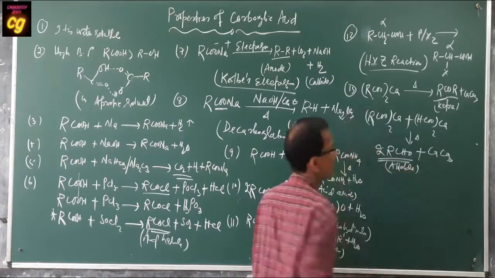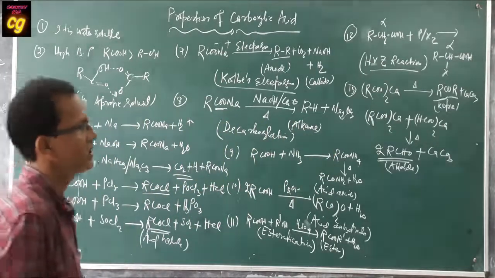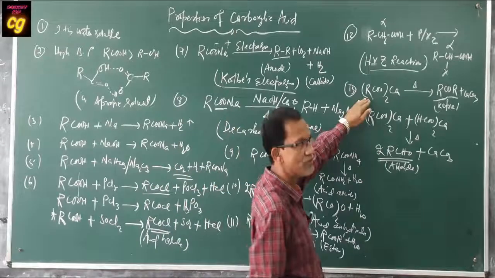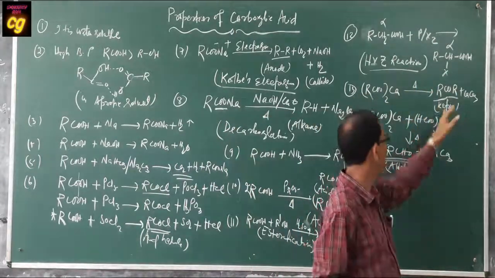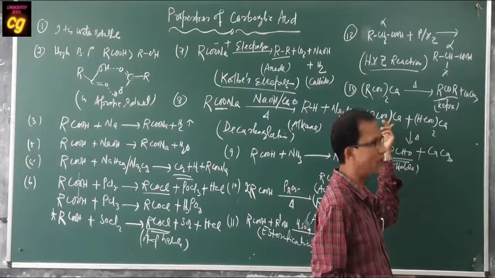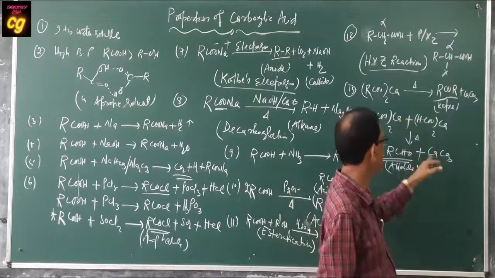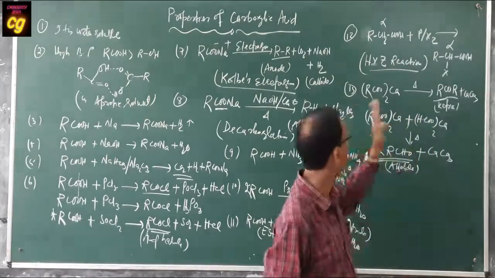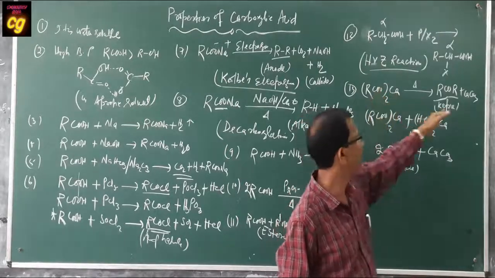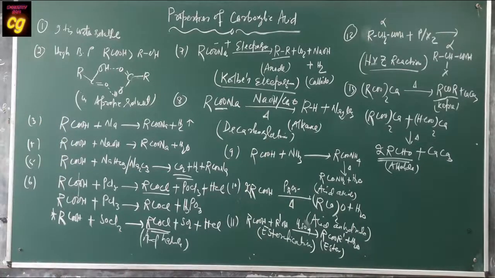So this reaction is very important to prepare aldehyde and ketone from acid. You have to take the calcium salt of acid, then when it undergoes dry distillation, it produces ketone or aldehyde. When you are using calcium formate, the result is always aldehyde. Without calcium formate, if you heat the calcium salt of acid, you will get ketone. So this is the important method of preparation of aldehyde and ketone from acids.